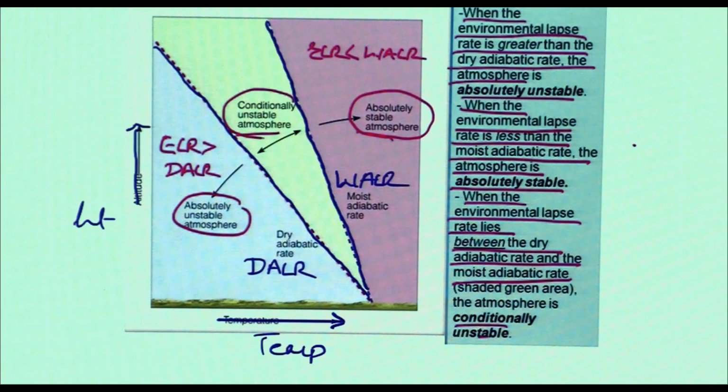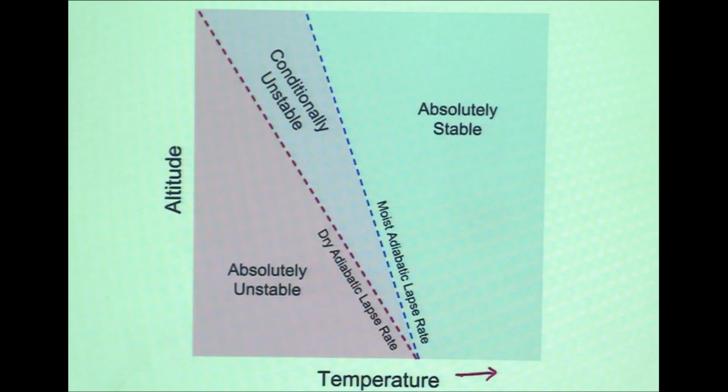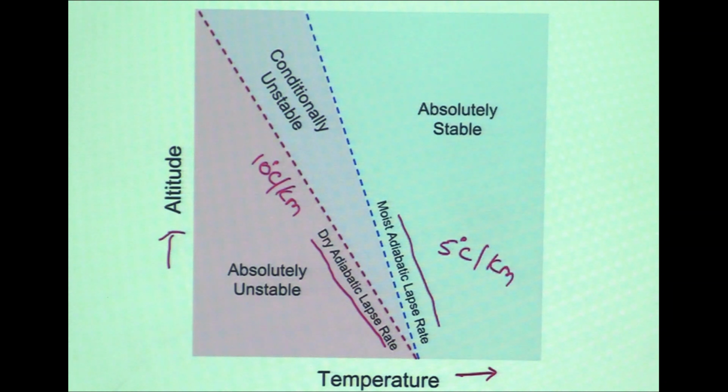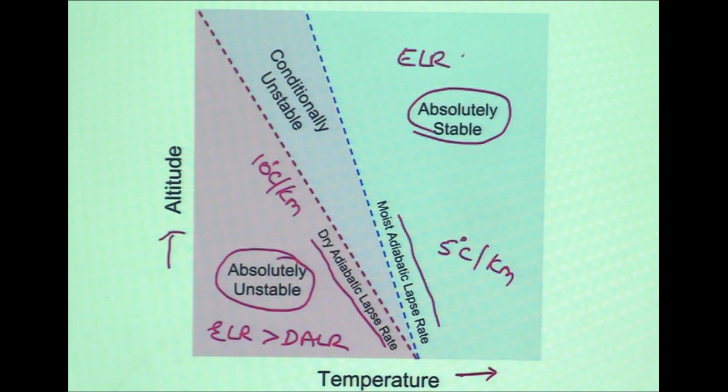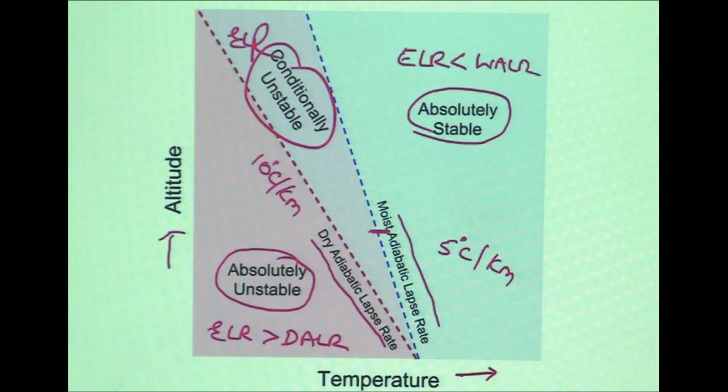Can you notice this is conditional instability? See this now? Temperature plotted on the horizontal axis, altitude on the vertical, environmental conditions and dry and wet adiabatic lapse rate. Dry adiabatic lapse rate 10 degrees Celsius per kilometer, moist adiabatic lapse rate 5 degrees Celsius per kilometer. What will be this condition? Absolutely unstable. Reason? Environmental lapse rate is greater than dry adiabatic lapse rate. What is this condition? Absolutely stable. Environmental lapse rate is less than moist or wet adiabatic lapse rate. Conditional instability when environmental lapse rate is in between wet and dry adiabatic lapse rate.